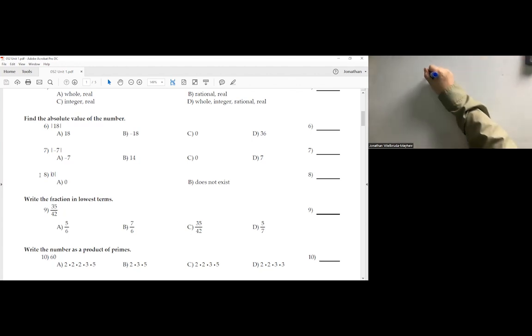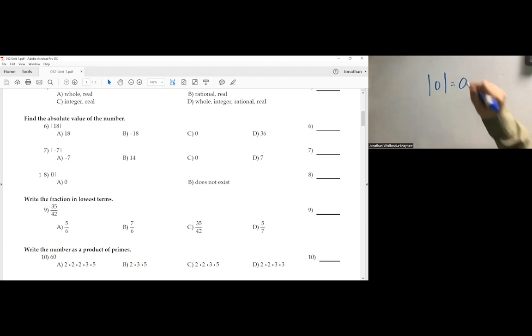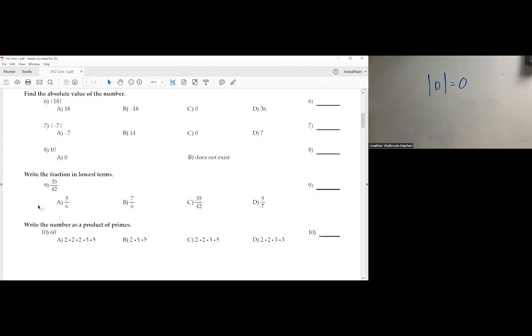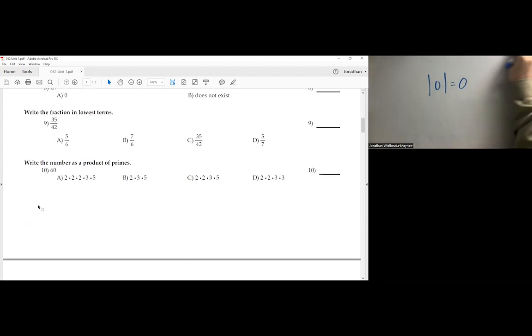In 8, we want to take the absolute value of 0. Now, 0 doesn't have a positive version or a negative version, but absolute value, remember, means distance from 0, and 0 is 0 away from 0. So it does exist. It is 0. Number 9, we want to write the fraction in lowest terms.